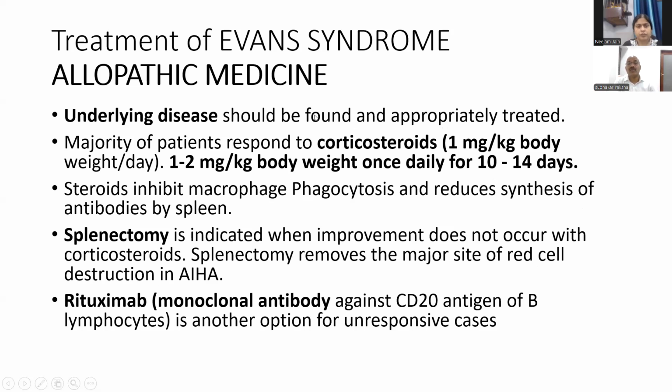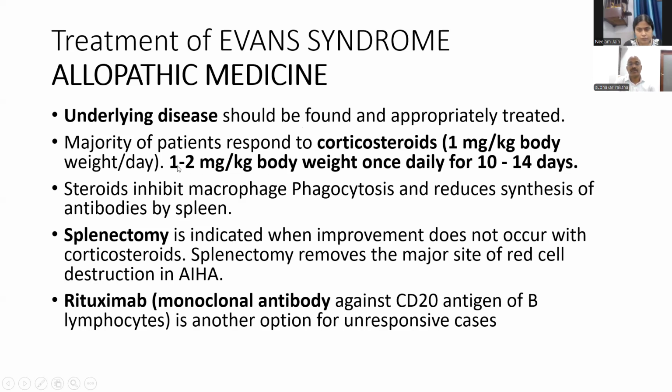First we should identify the cause of this Evans syndrome, whether it is secondary to SLE or to autoimmune lymphoproliferative disorder. What is the cause of the autoimmunity, that we should identify, and that should be appropriately treated. In autoimmune disorders, corticosteroids are given. Corticosteroid is a double-edged sword. The amount of benefit it does towards the disease, similarly, it can cause maximum harm to the body. But it is very helpful for these autoimmune disorders.